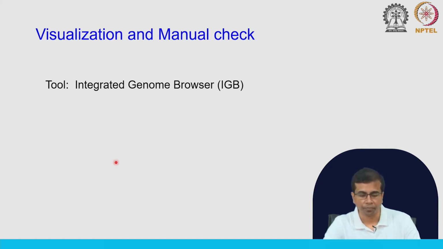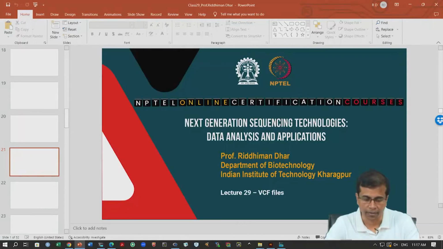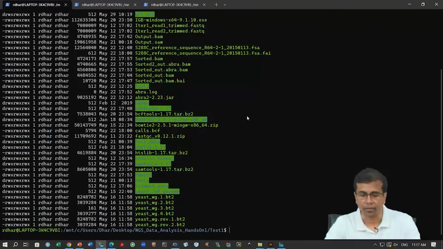All right, let us move on to the terminal. I have just listed the files that we created last time, using this command ls -l. You will see all these files are around, right. You see this sorted.bam, sorted2out.abrd.bam, etc. All these files are here. The final VCF file would also be here.